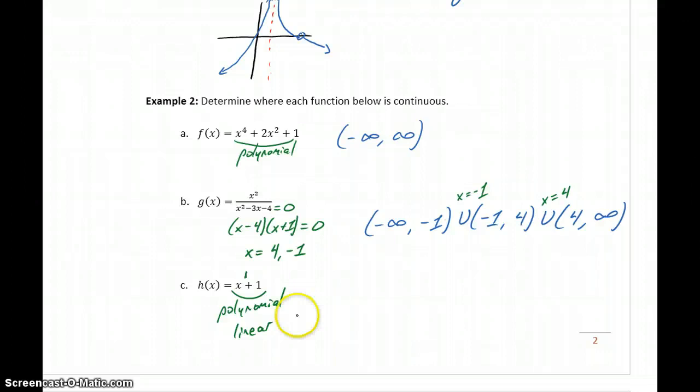So if we have a linear function or a polynomial function, we know that this is continuous for all values of x. So for linear functions, for straight lines, for polynomials, that function is going to be continuous everywhere. When we have rational functions, take the denominator, set it equal to 0, and then identify those points of discontinuity.